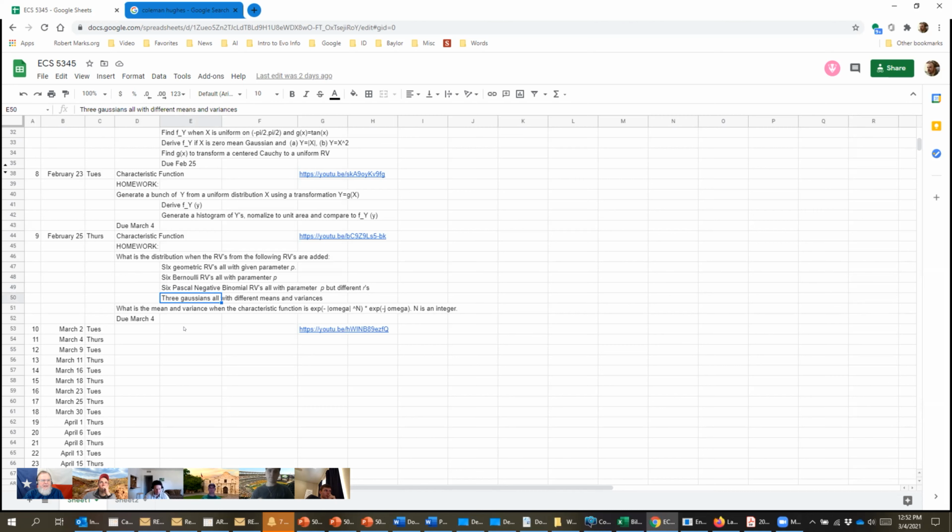3 Gaussians, all with different means and variances. You get a Gaussian. What is the new mean? Sum of the means. And what's the new variance? Sum of the variances. That's right. So the interesting thing is that anytime you add a Gaussian random variable, you get a Gaussian random variable. And we've also shown that's the same thing for the Pascal negative binomials and a number of other random variables.